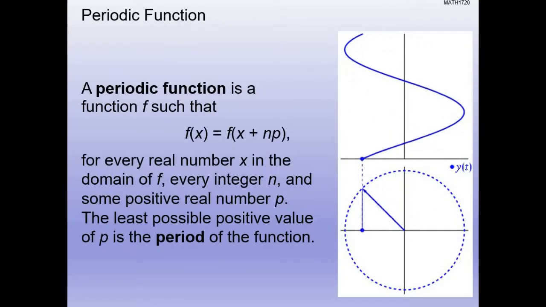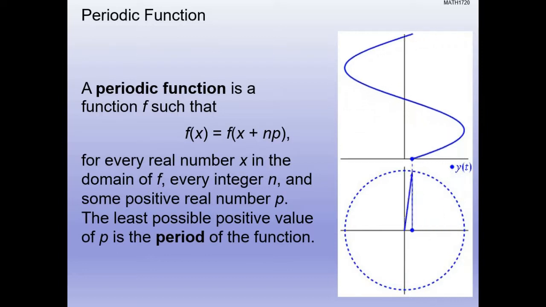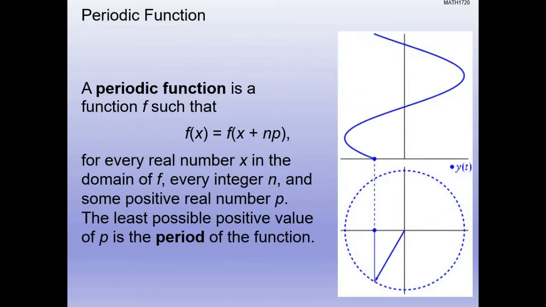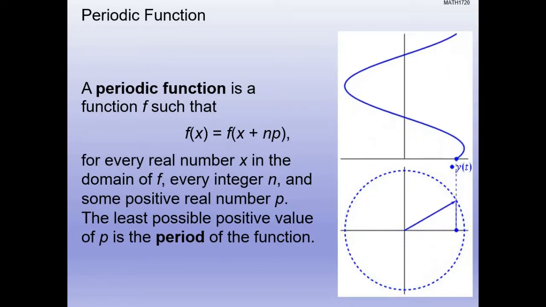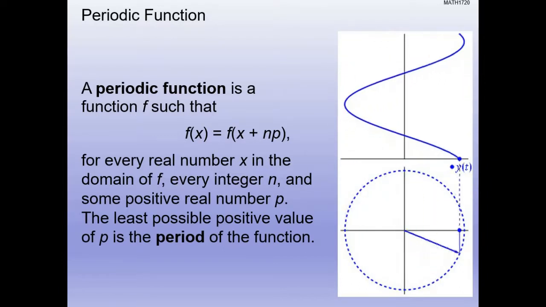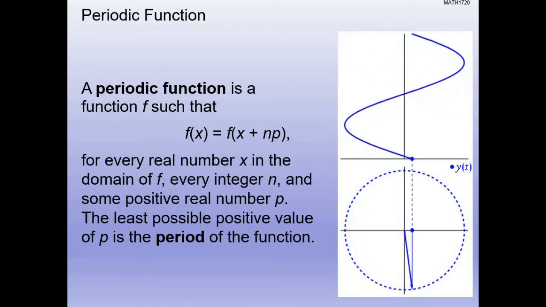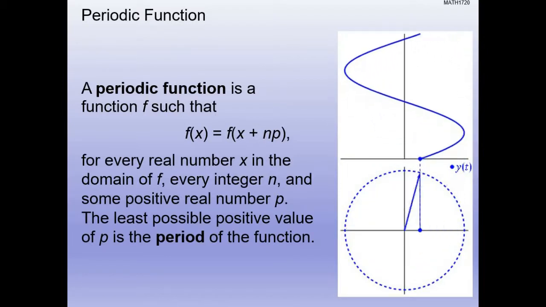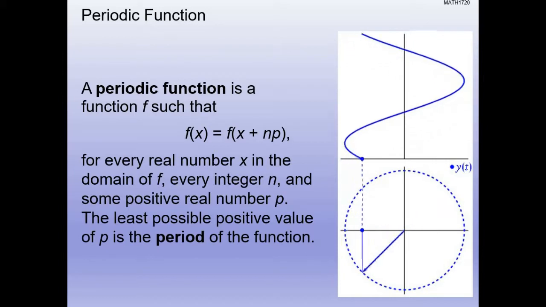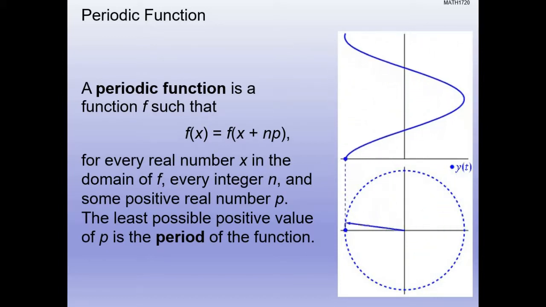Okay, but what a periodic function is, and when we interpret this algebraically, we have f of x equals f of x plus n times p. So for every real number in a domain, we have an integer n and some positive p, where p is the period. That's the amount of time for that function to repeat itself. So that's very, very important.